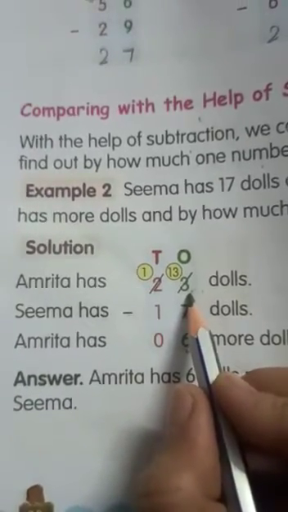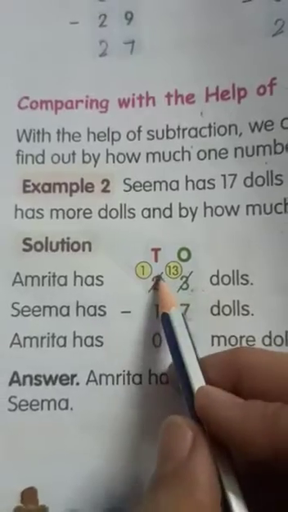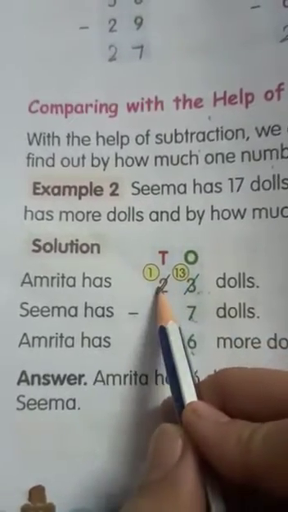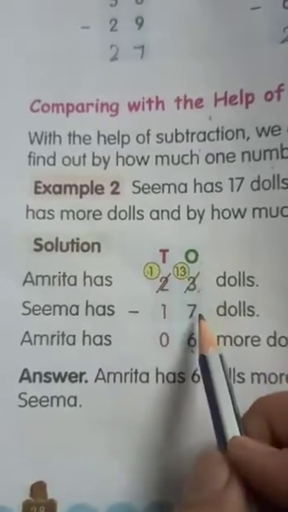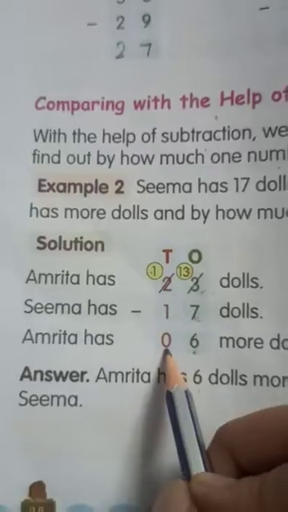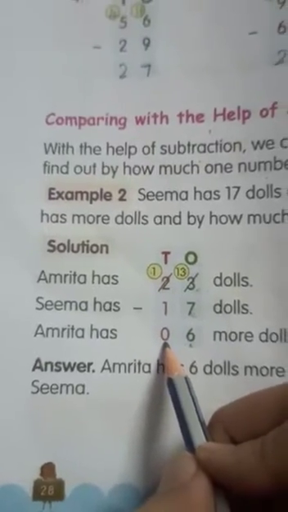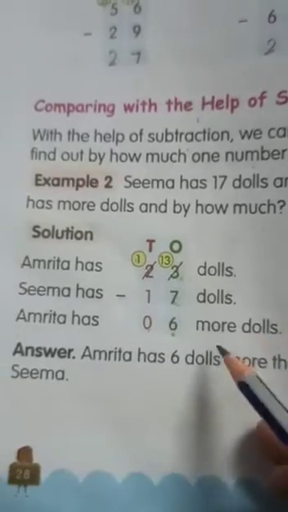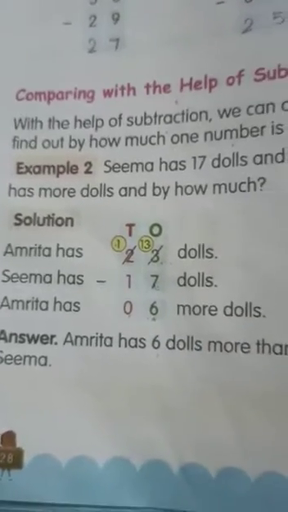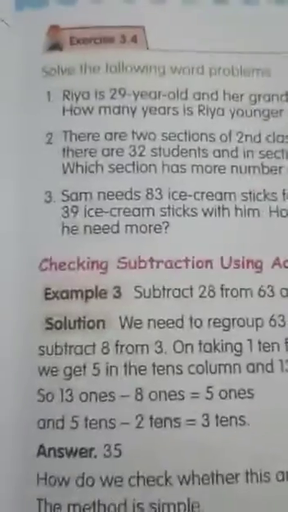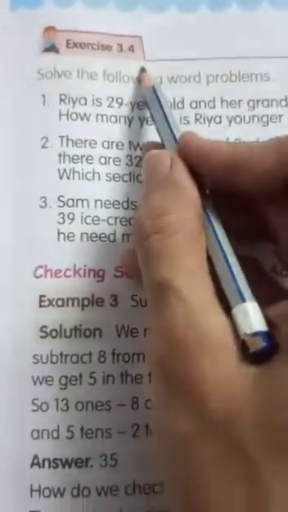So you have to do the regrouping. Borrow 10 from the tens place. This 3 will become 13 and this 2 will become 1. So 13 minus 7 is 6 and 1 minus 1 is 0. So children, Amrita has 6 more dolls. Amrita has 6 more dolls than Seema. In the same way, you have to do the exercise 3.4.